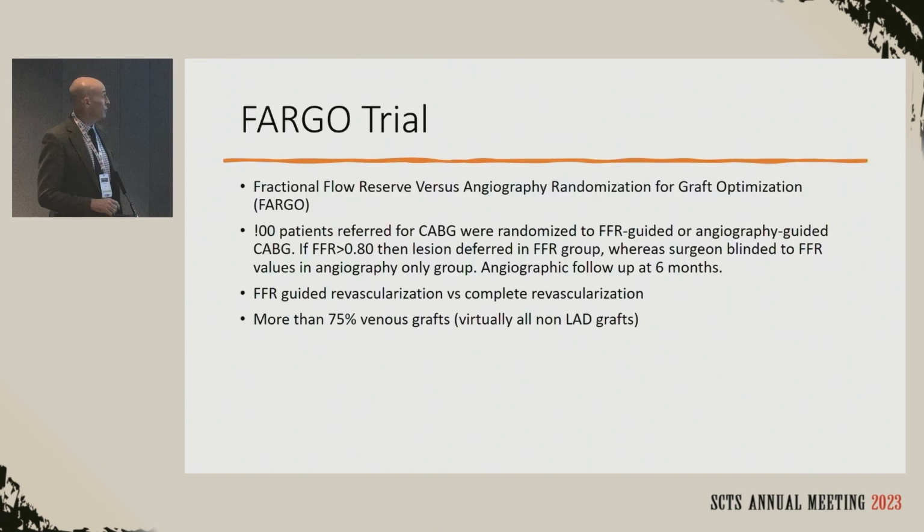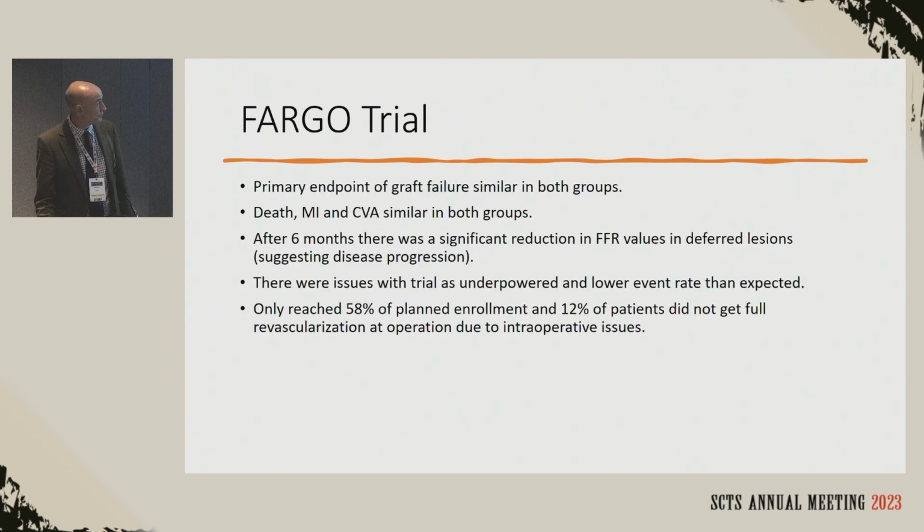And so in Fargo, here they took 100 patients and they randomized them either to FFR-guided or angiography-guided bypass. Everybody had an FFR, but the surgeon was then blinded to the FFR values in half the patients. So they would just graft what they would decide on the angiogram. It was either FFR-guided revascularization or complete revascularization, and more than 75% of the grafts were venous grafts. So all non-LAD grafts effectively were venous grafts.